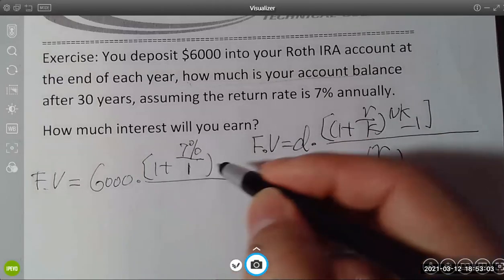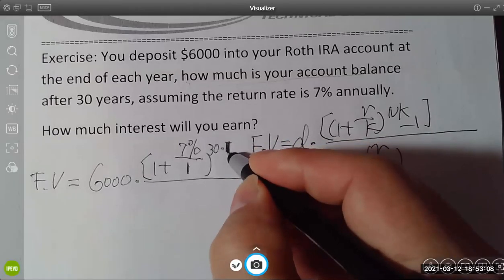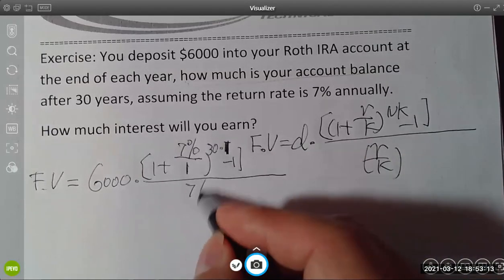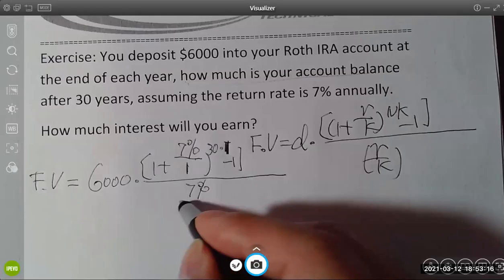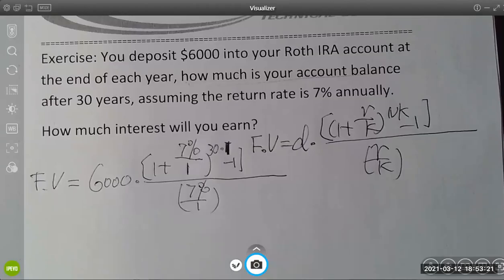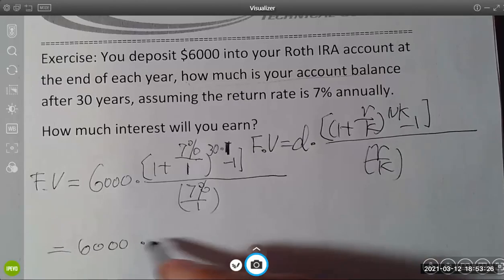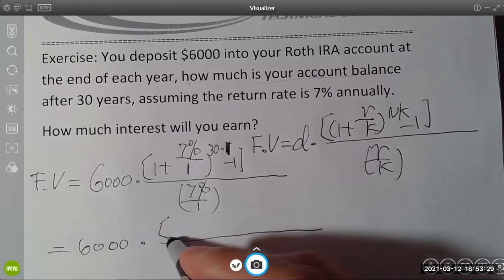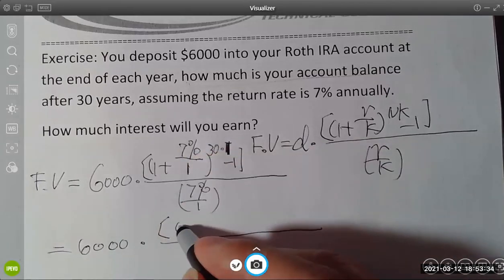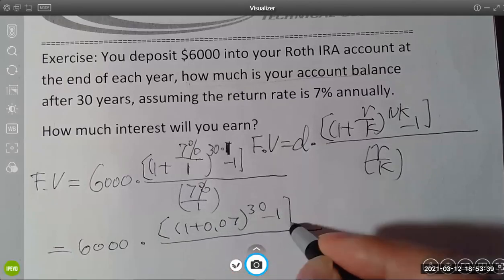So we have how many years? 30 years. 30 times 1, and minus 1 here. This is part of the formula. 7% also on the bottom over 1. So now we are ready to do the calculation. So equals 6,000 times, I'm going to write it one more time to make it look neat, 1 plus 0.07 to the power of 30 minus 1 divided by 0.07.